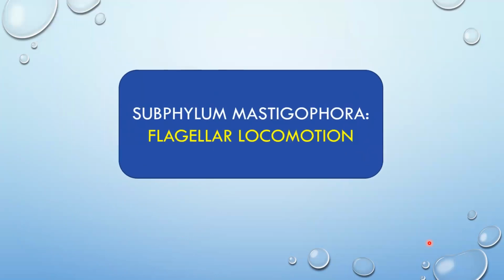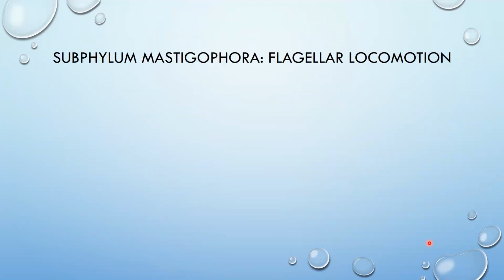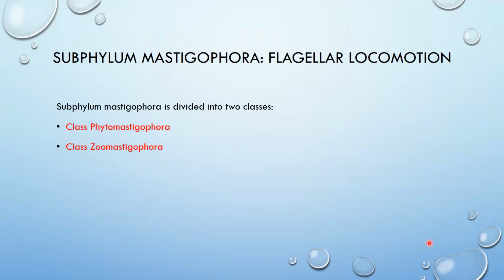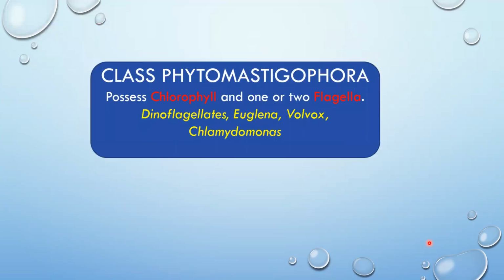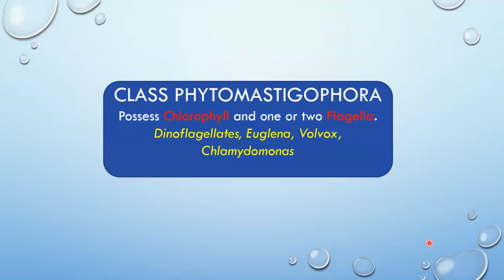Subphylum Mastigophora shows flagellar locomotion. It is divided into 2 classes, class Phytomastigophora and Zoomastigophora. Now we're going to study the details of these classes. Initially, class Phytomastigophora possess the chlorophyll and 1 or 2 flagella. And examples include the Dinoflagellates, Euglena, Volvox, and Chlamydomonas.